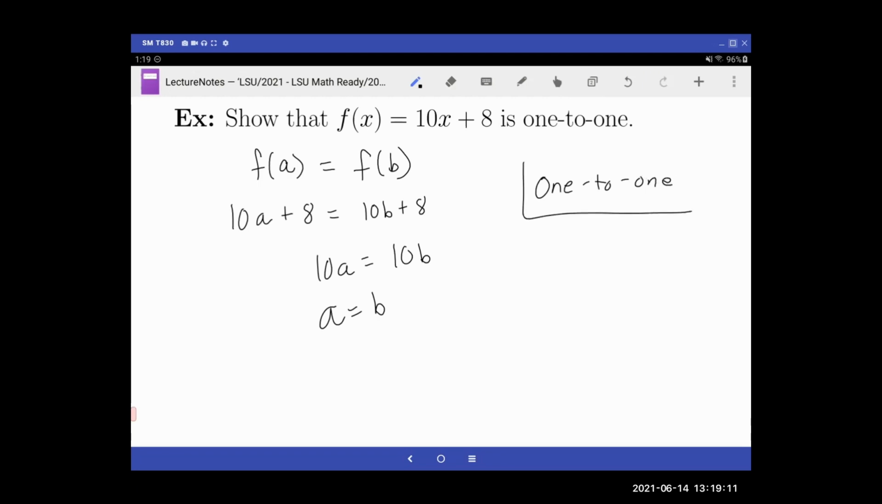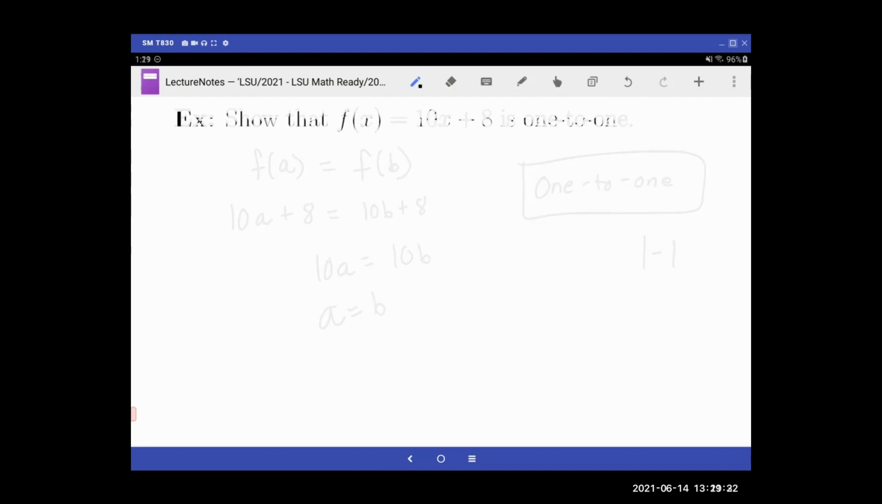And we kind of already knew that. Remember, we knew it was one-to-one because we knew it had an inverse function. We had found it earlier. Okay, sometimes you'll see one-to-one notated like this, by the way. That means one-to-one. Okay, let's go and try this one here.